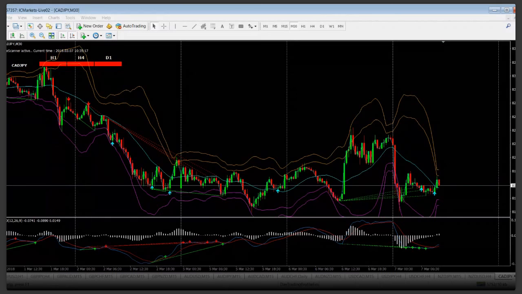Pretty simple what I'm doing. I'm just using my system software to get signals into areas where I'm looking to trade on the charts.